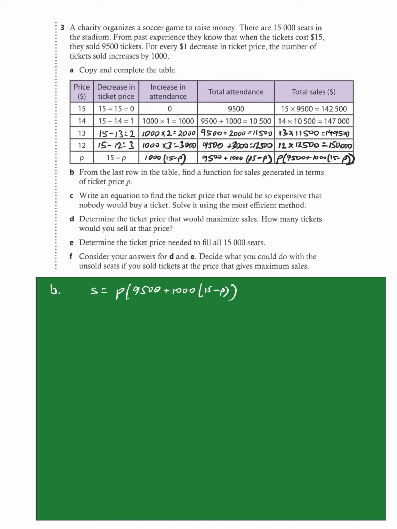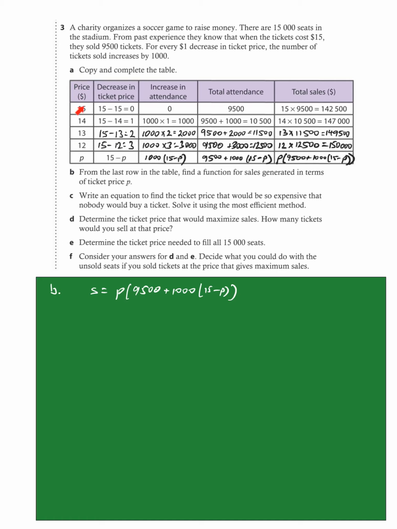Okay, let's have a look at C. Write an equation to find the ticket price that would be so expensive that nobody would buy a ticket. Solve it using the most efficient method. Well, what they're saying here is that if no one buys a ticket, the attendance would be 0. Now, all of this is decreasing ticket prices and increasing the attendance. Well, in question C, they're asking us to solve it for the most expensive ticket, not the cheapest, so we're going to be heading the other way. So instead of taking off $1, we're going to add on $1, okay?